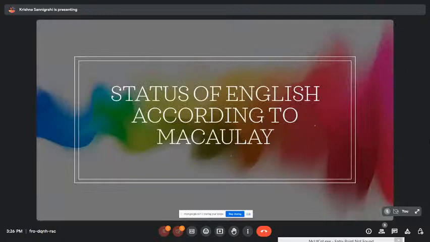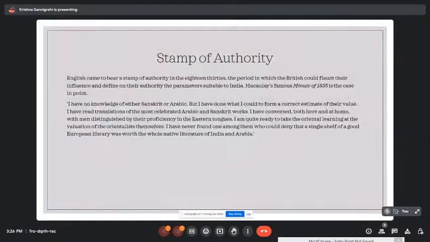And then the idea of the status of English according to Macaulay, the idea of the stamp of authority. It bears a stamp of authority in the 1830s, wherein the British could flaunt their influence and define on their authority the parameters suitable to India. Macaulay's famous Minute of 1835 is a case in point. So he says, I have no knowledge. This expression is very important. Take a note of it.